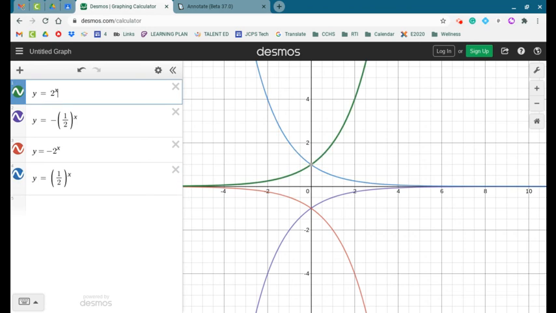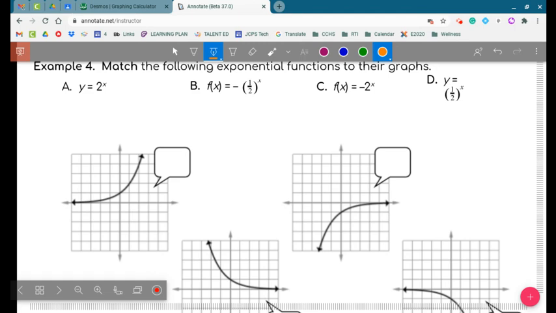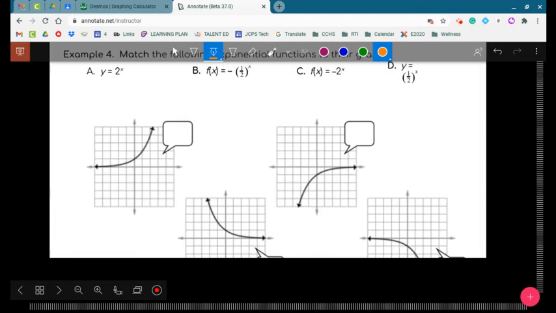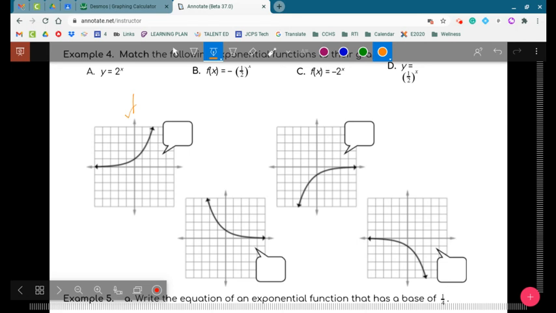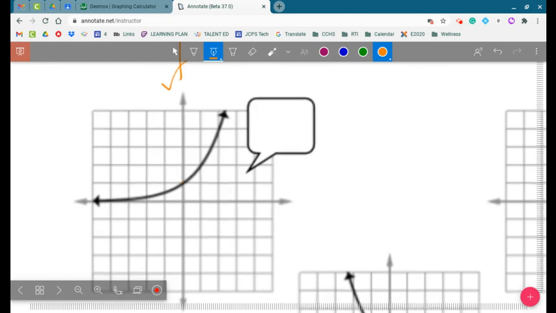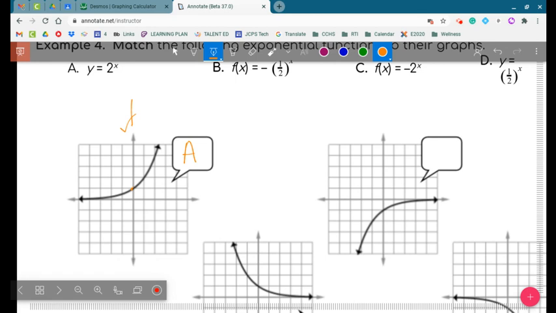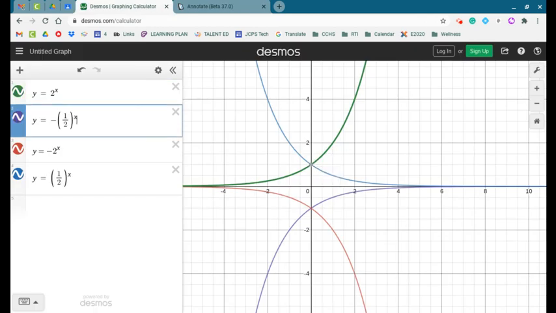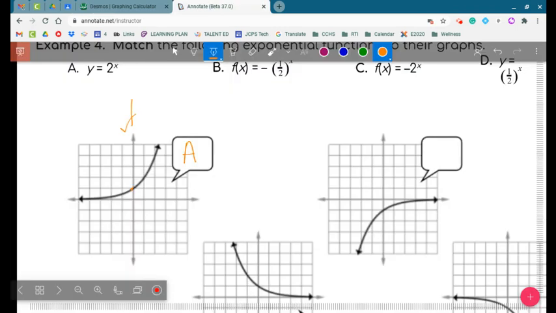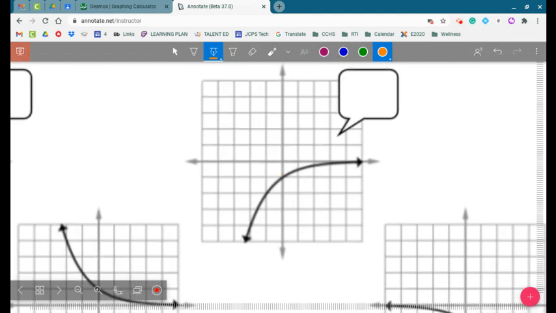So the first one, we're going to look at our green. It's growth, and it looks like the y-intercept is (0, 1). So let's go find growth, which looks like this one. And actually the rest are not. So this is actually it. Now let's just verify our y-intercept is at (0, 1). So this one would be A. Okay, now we're going to look at B. Our purple line looks like it's going up towards 0, and our y-intercept's (0, -1). So it's going up, so it has to be this one. So this one's B.